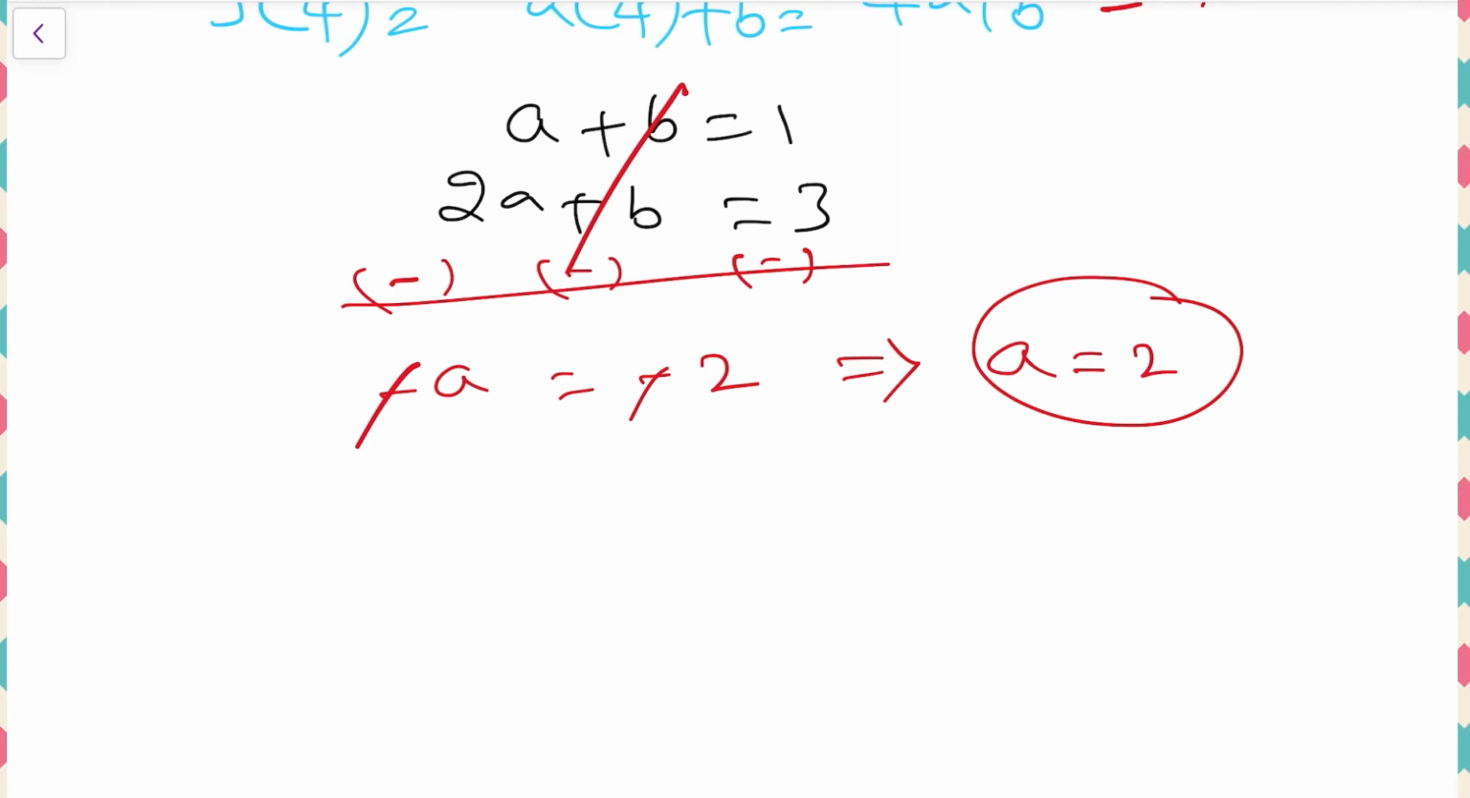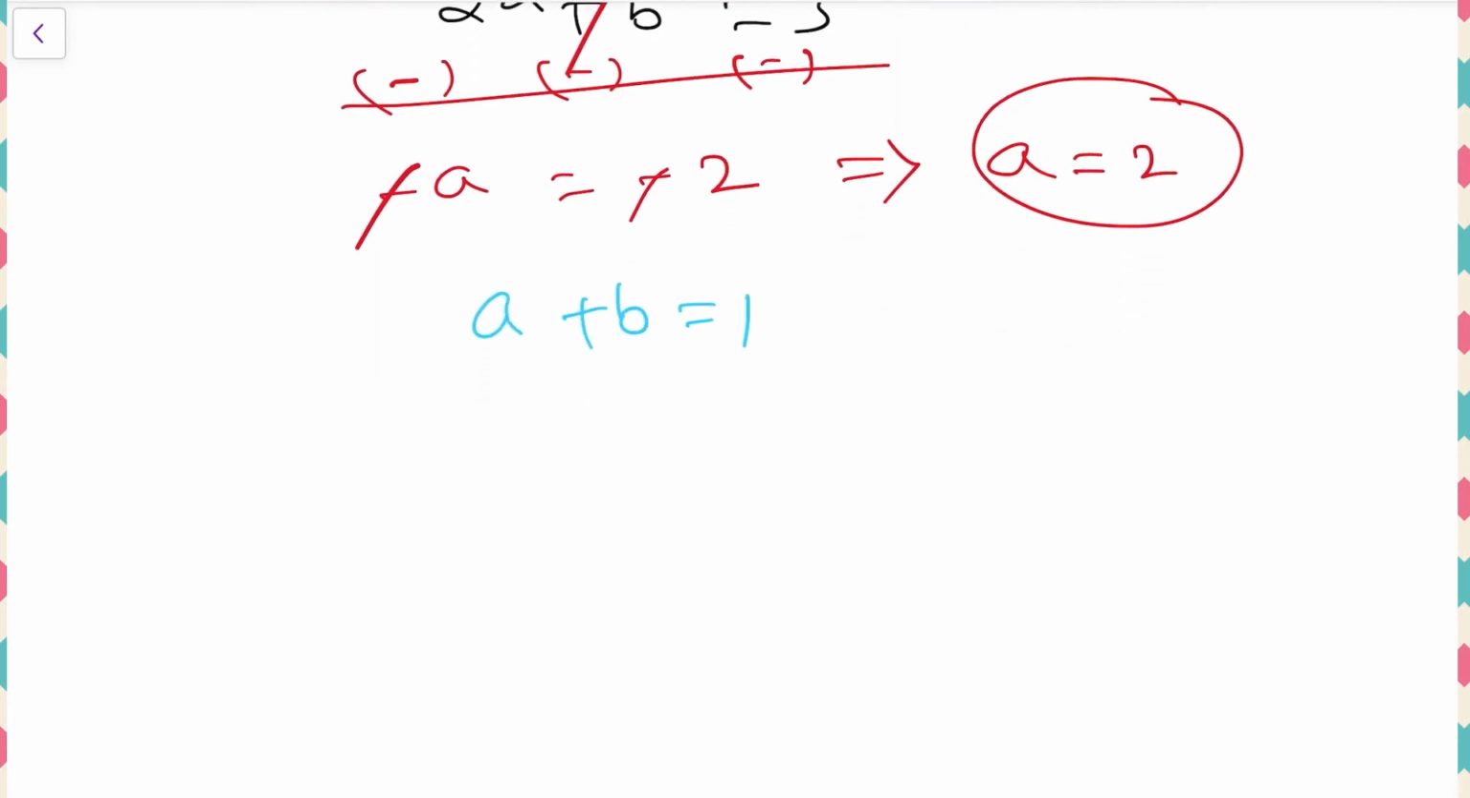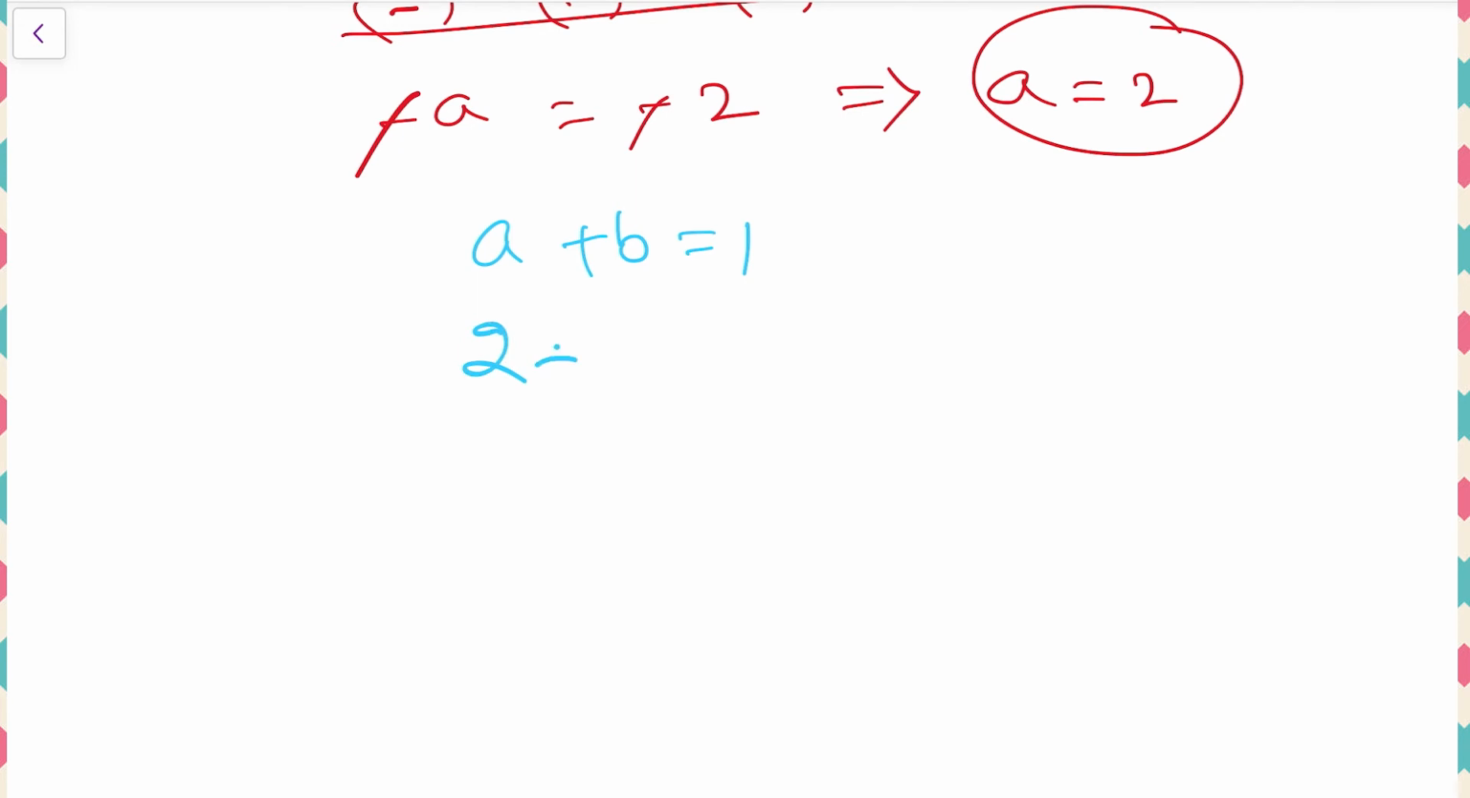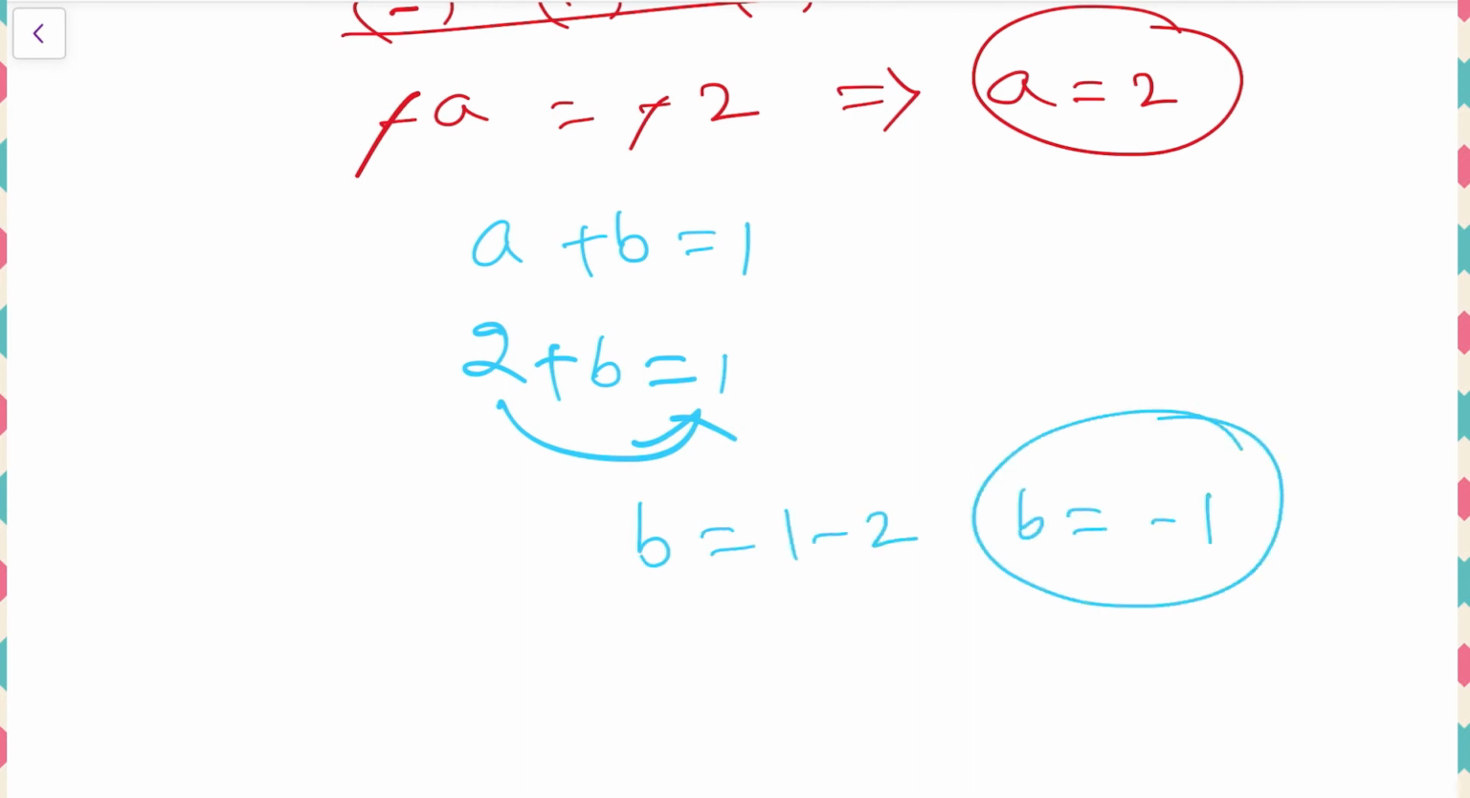Now this a value you substitute in the first equation or else second, third or fourth equation, you will get the b value. I am taking the first equation, that is a plus b equals to 1. In the place of a I am going to substitute 2. So 2 plus b is equal to 1. We want b value, so take 2 to the right side. b is equal to 1 minus 2, then b is equal to minus 1. So the a value we got is plus 2 and the b value we got is minus 1.